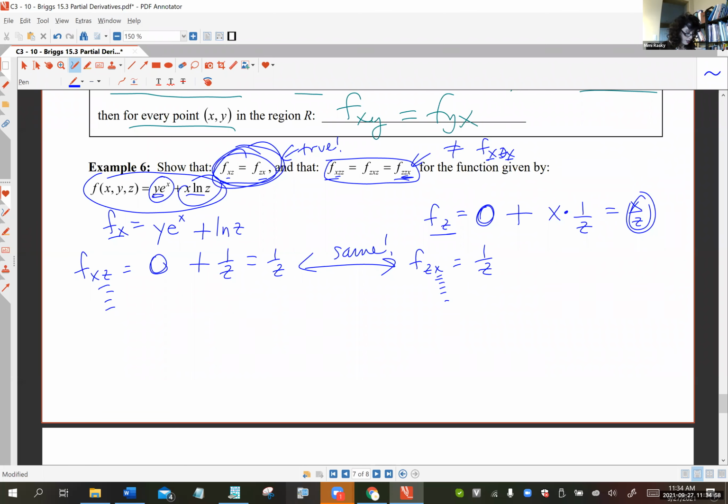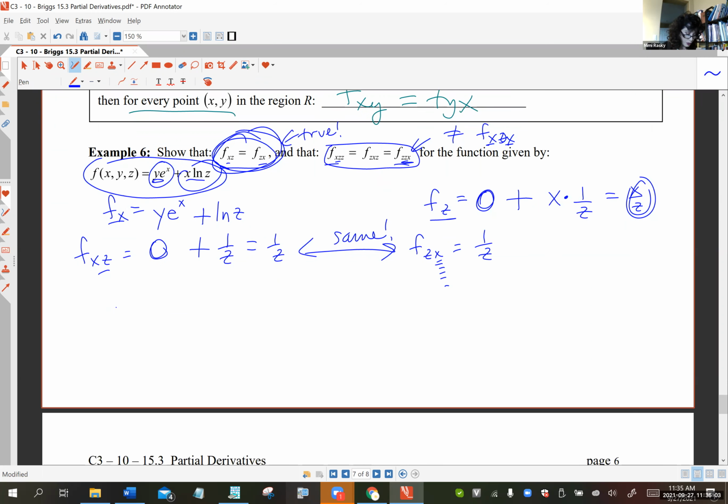Okay. Third partials. Let's do the fxzz because we can. fxzz is just the derivative of fxz, which we got already, and you're going to differentiate with respect to z. I'm going to rewrite 1 over z as z to the negative 1 so I can use the power rule. So when I differentiate z to the negative 1, it's negative 1 z to the negative 2. And I'll rewrite that using positive exponents because it looks pretty. So there's that third partial. So save that for later.